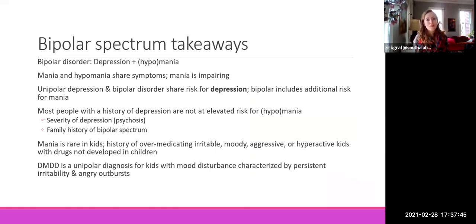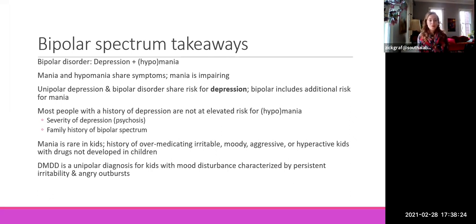Okay, that was a bit of a long one, but some takeaways from the bipolar spectrum. So bipolar disorder is characterized by depression plus mania, whereas unipolar depression is just depression. Mania and hypomania basically have all the same symptoms, but mania is a more extreme manifestation of those symptoms. The way that we make the cutoff clinically is when those symptoms become impairing in some way, when the person experiences them as distressing, when it causes dysfunction in relationships or in social or occupational functioning, or when the person becomes a danger to themselves and others and is hospitalized, or when they become psychotic.